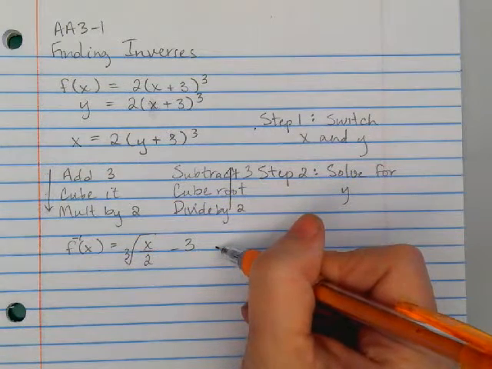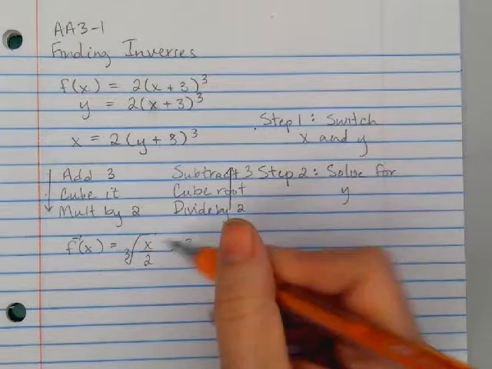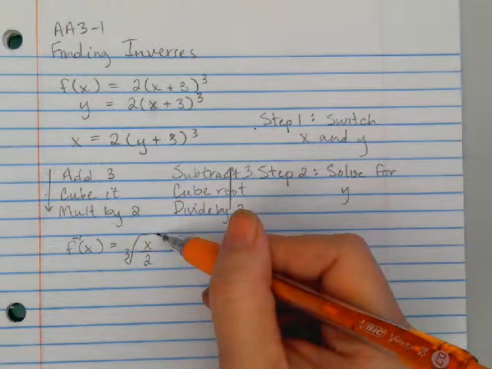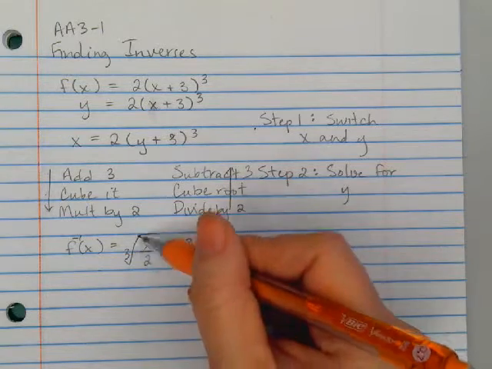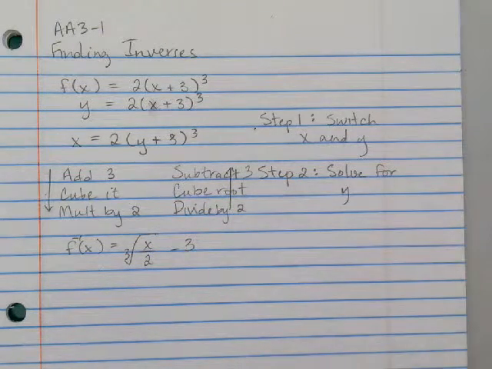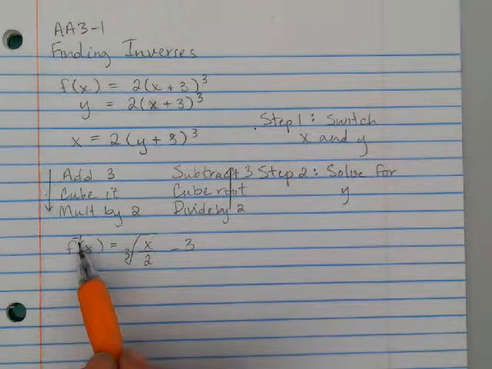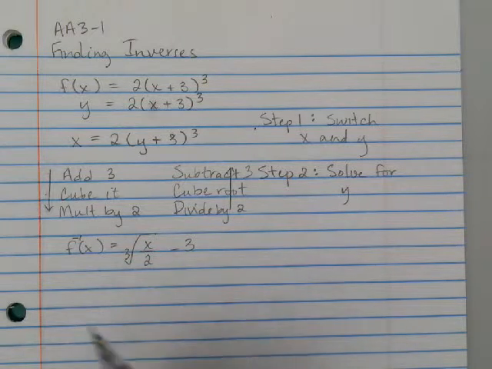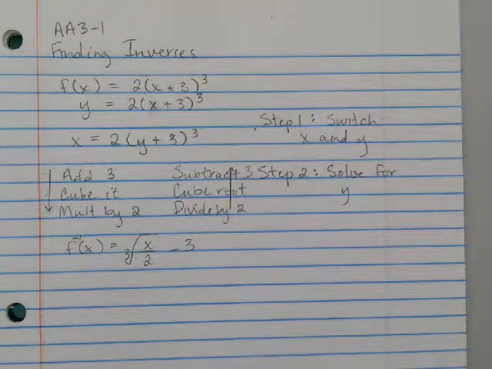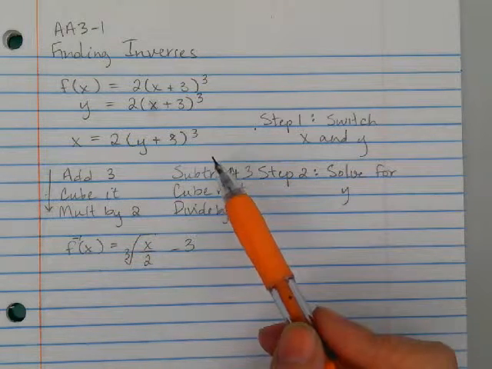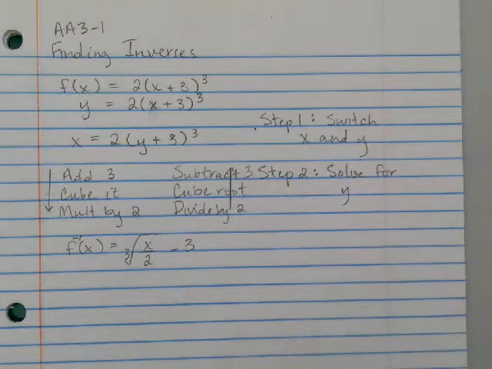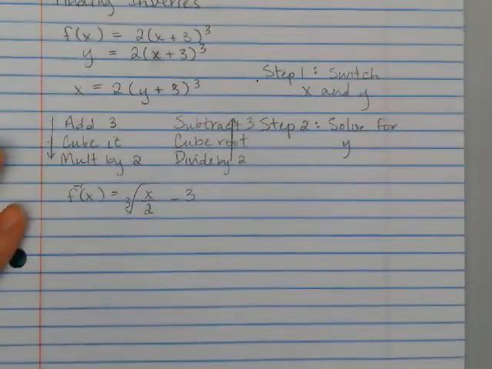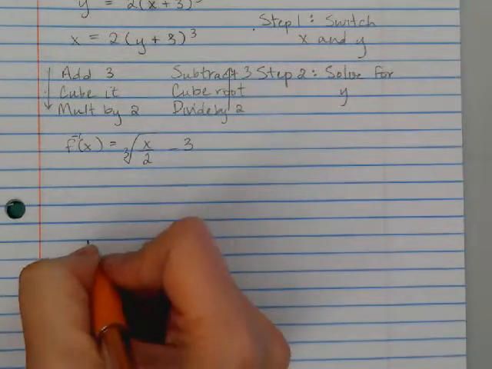So the other way to go about it is just to solve for y. This method works for some people. It's not necessary for everybody, so I'm showing you a couple different ways just depending on your comfort level. So if I start back with my x equals 2 times y plus 3 cubed, the first thing I'm going to do is divide everything by 2. So I have x over 2 equals y plus 3 cubed.